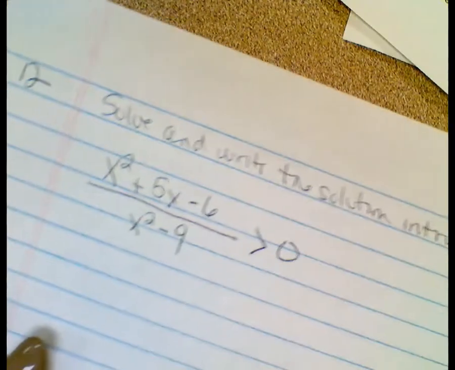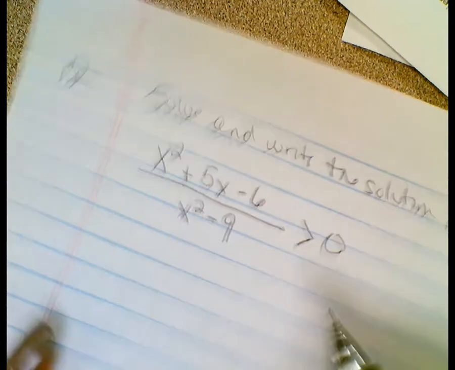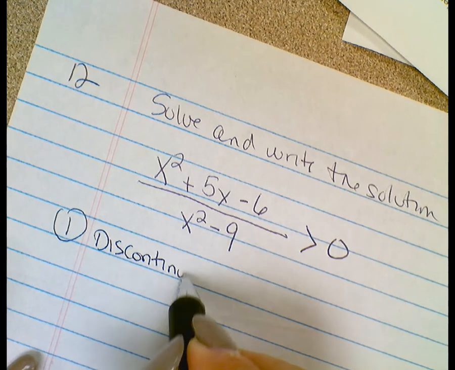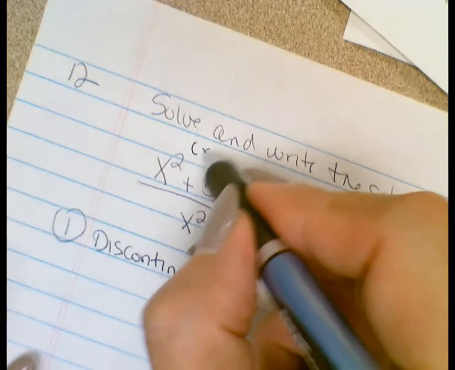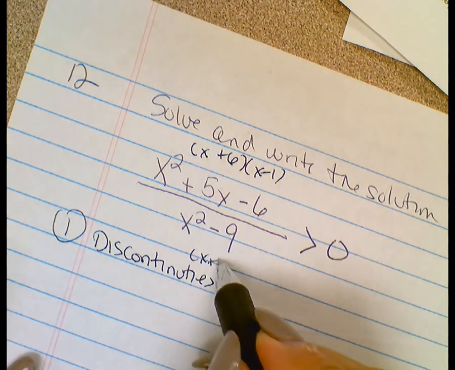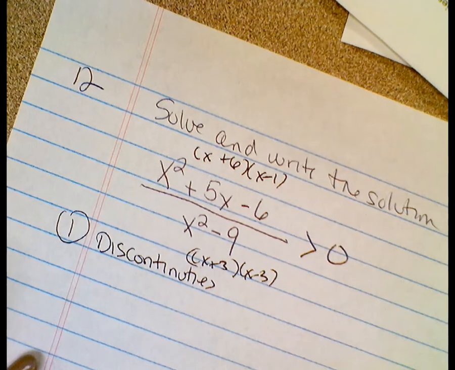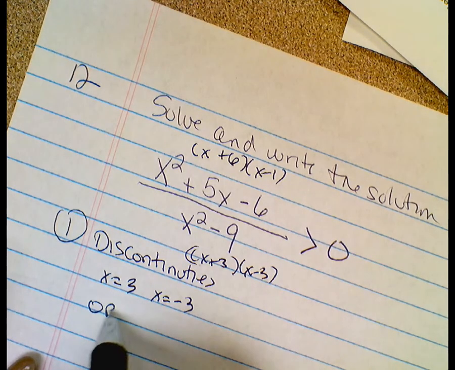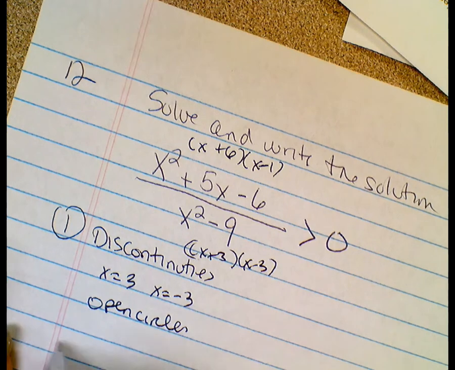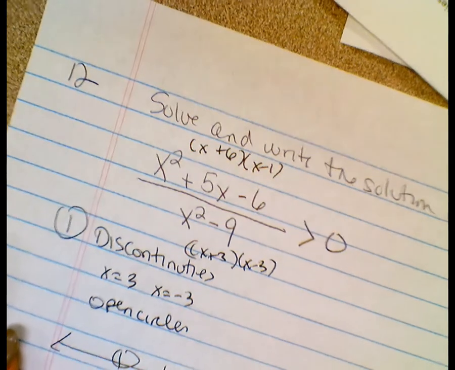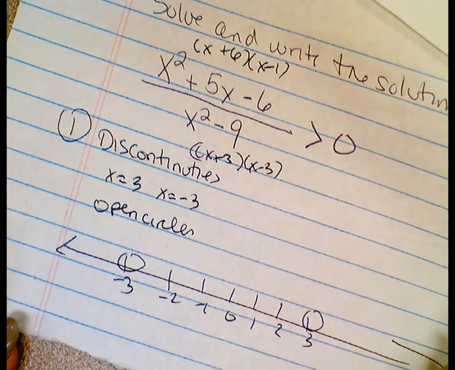Let's do this problem right here. Solve and write the solution. There's only one of these on the test that has the inequality. So you're going to have to follow your steps. First step, find your discontinuities first. That's your denominators. Like the factors on the top are x plus 6 and x minus 1. On the bottom, it's x plus 3, x minus 3. So nothing cancels, but your discontinuities are x equals 3 and x equals negative 3. You're going to place open circles on these. Those are what it cannot be. It cannot be 3 or negative 3, or the denominator would be 0.